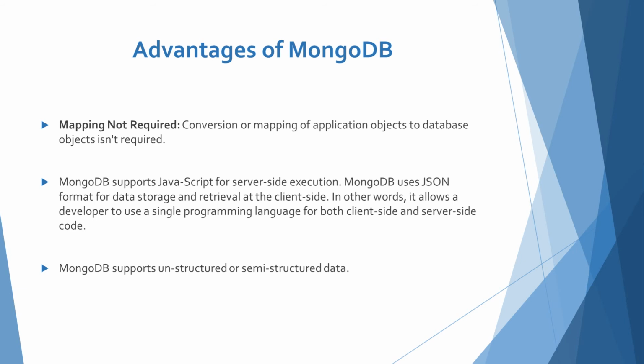MongoDB supports JavaScript for server-side execution. MongoDB uses JSON format for data storage and retrieval at the client side. In other words, it allows developers to use a single programming language for both client and server side. So we can use only one language for both the client-side code and server-side code because MongoDB supports the JSON format and it's document based. One programming language they can use, that's it.